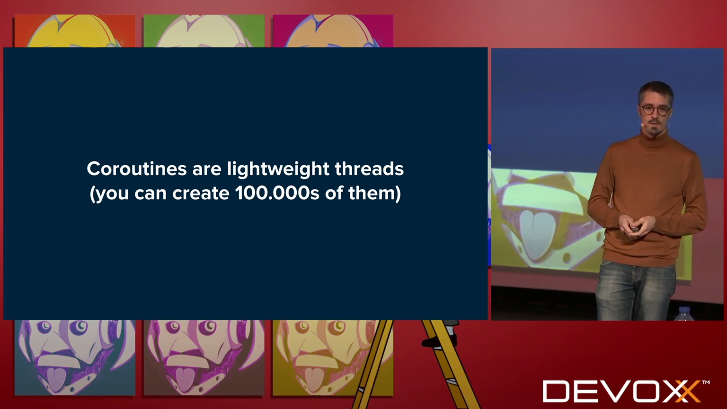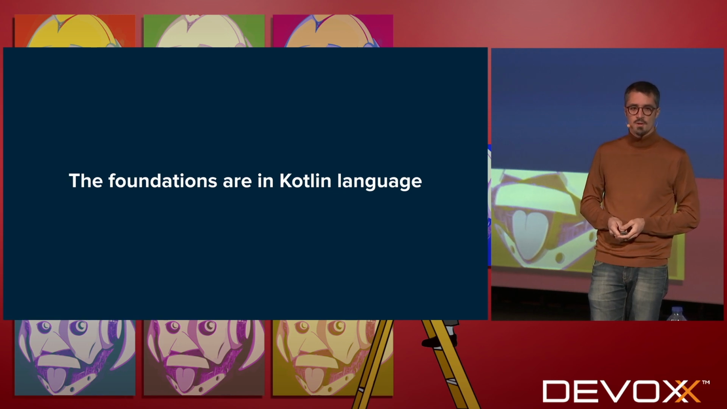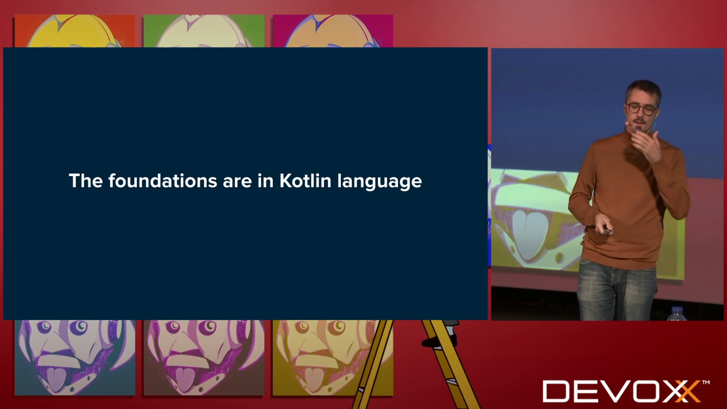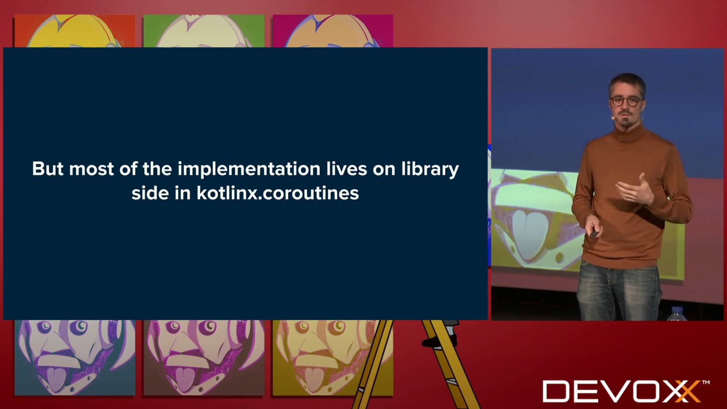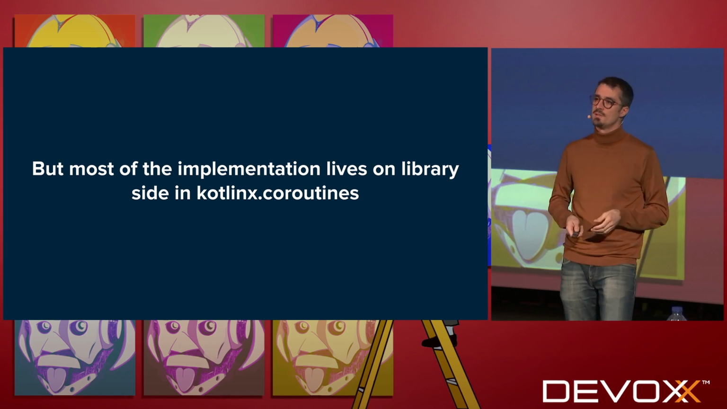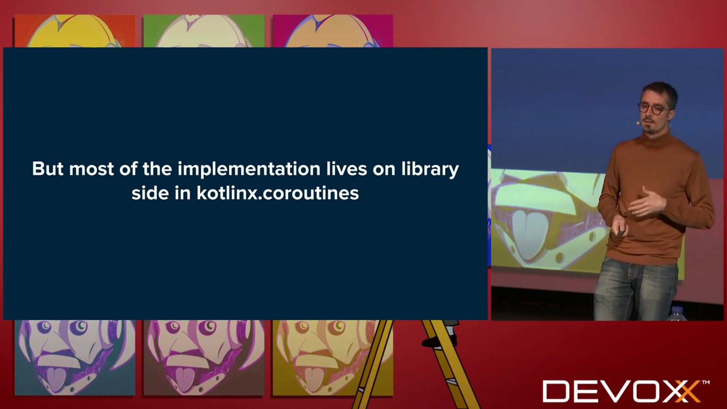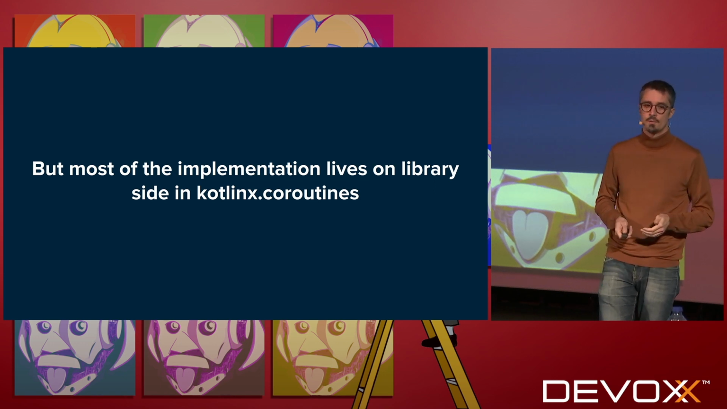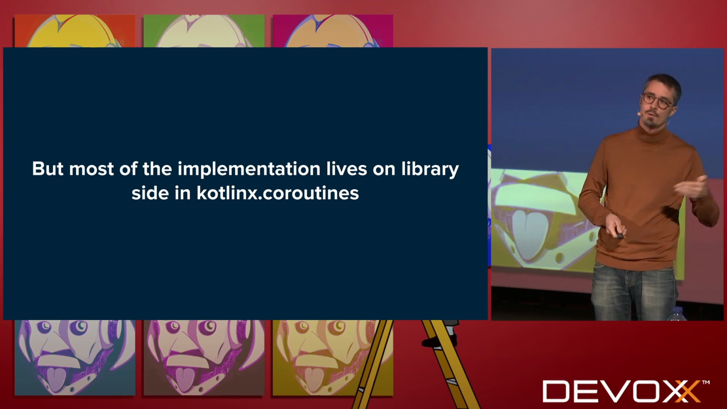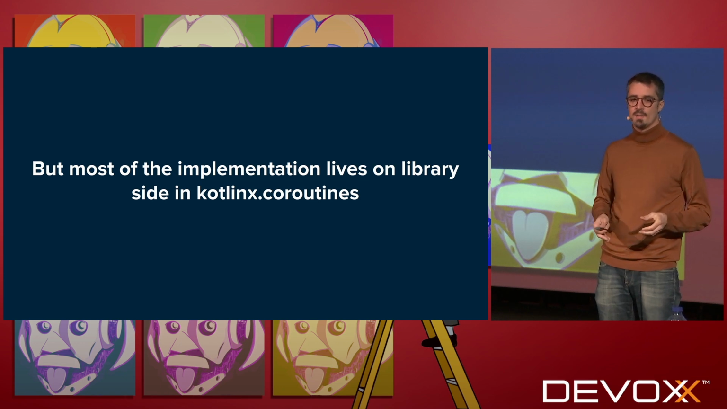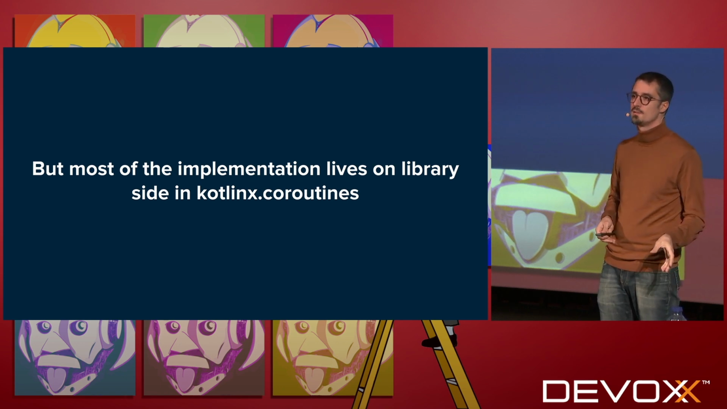your programming language side. The foundations are in the Kotlin language, but there is a very small amount of things that are implemented on the language side. Most of the implementation lives on the library side in kotlinx.coroutines, and that's pretty interesting because, unlike other languages and technologies, it makes coroutines super flexible. So coroutines are interoperable with CompletableFuture, Flux, Mono, every other kind of type. Where everything is hard-coded in the language, that's usually not possible.